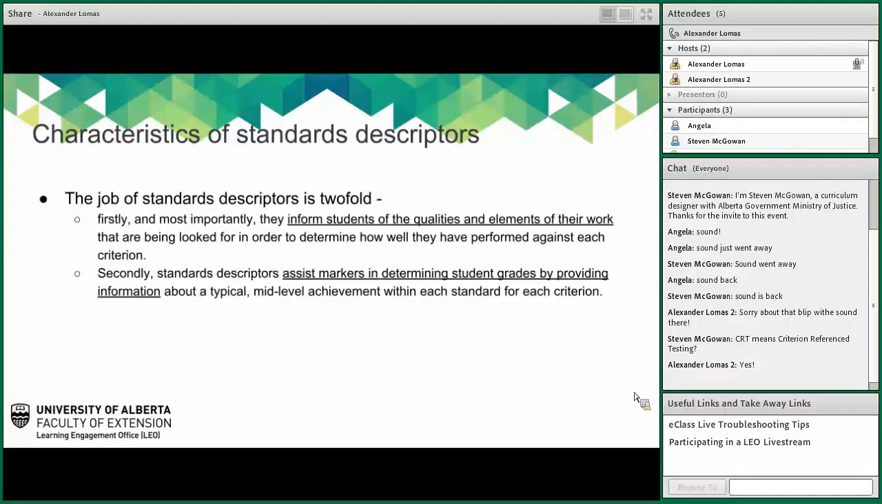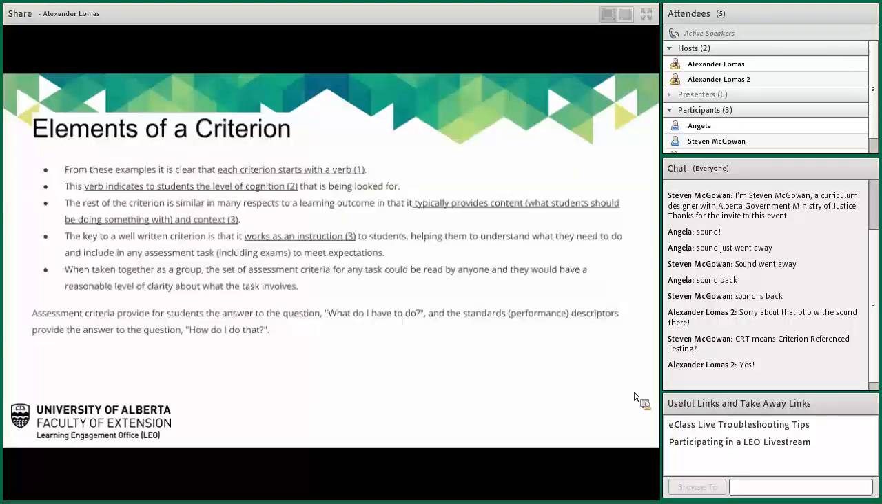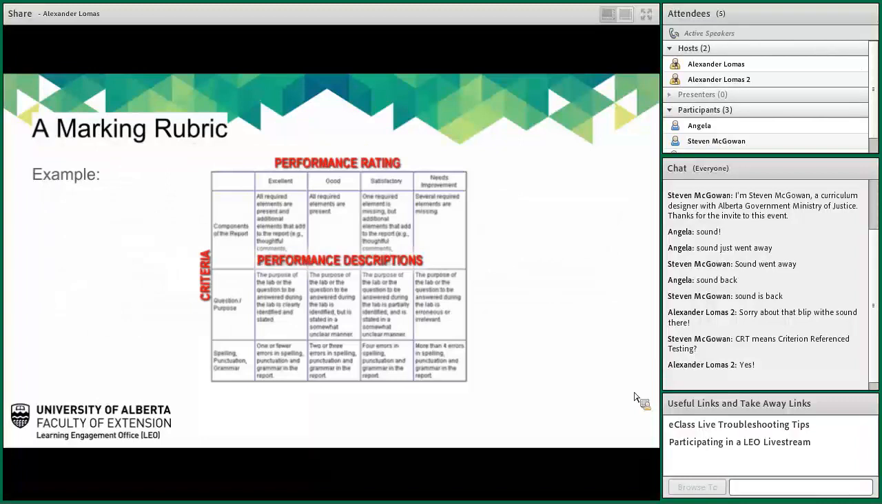Secondly, standard descriptors. They assist markers in determining student grades by providing information about typical mid-level achievement within each standard. So if we go back to those original criteria, here, you've got satisfactory and good. They're mid-level. There's always a wow. Somebody over-accomplishes, overachieves, just goes way off the scale, more than you ever anticipated. You leave those for the excellent category.